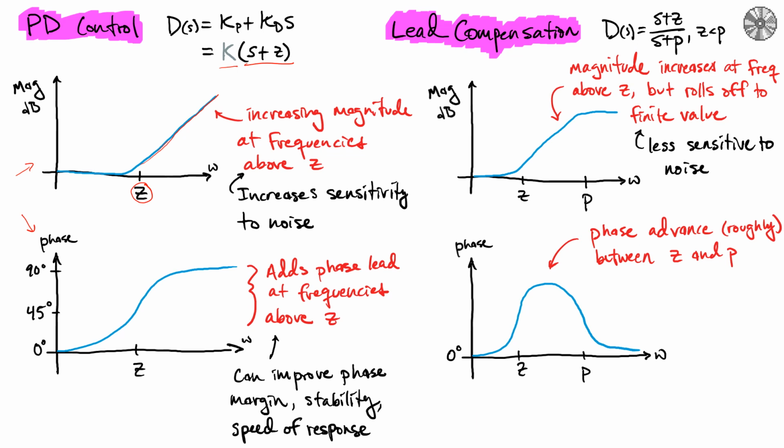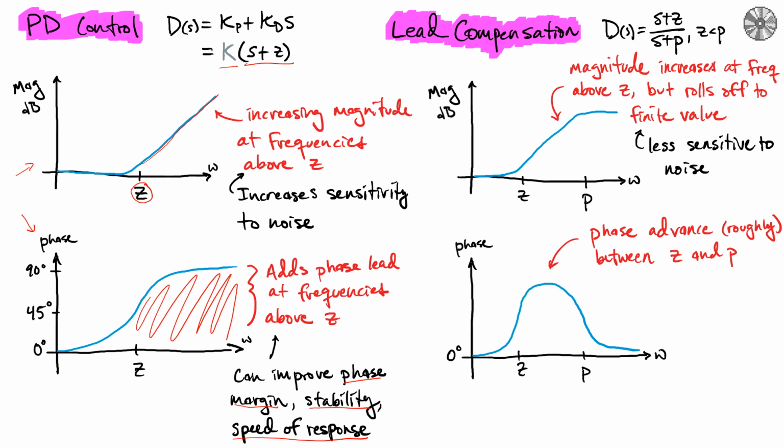So that means that the magnitude is growing after the frequency z. The phase is an increasing phase, so it goes from 0 and it breaks again at omega is equal to z, and then goes up to plus 90. And so the value of the PD controller is that it can actually add phase at frequencies in this region. So in this region, it's adding a significant amount of phase, which allows you to improve things like the phase margin, which has impacts on stability. And there's also consequences on speed of response.